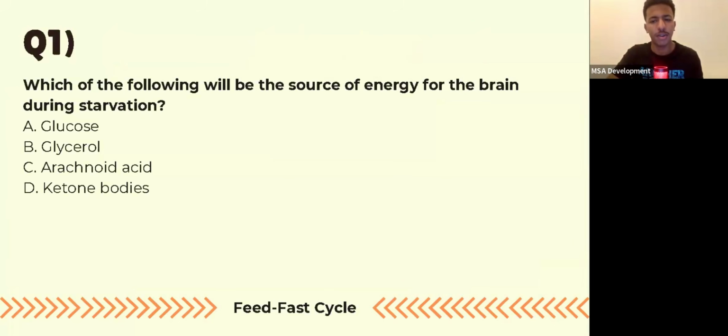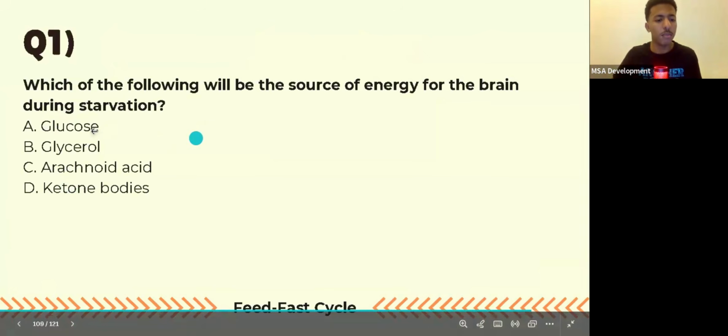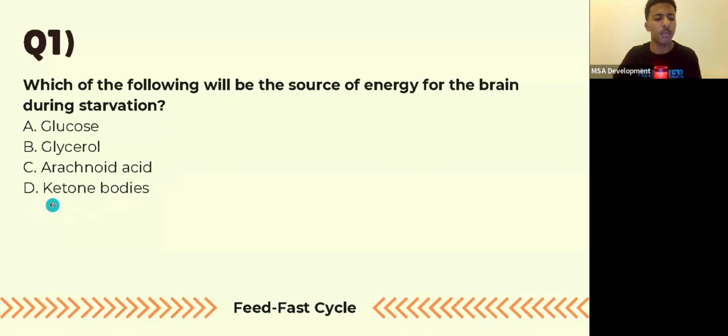So the answer over here is D. Now the question clearly is trying to get from us what is the main source of energy during starvation. So even though we have glucose as one of the options, the main source is ketone bodies. And they might try to question you or trick you. You guys should know this by now.